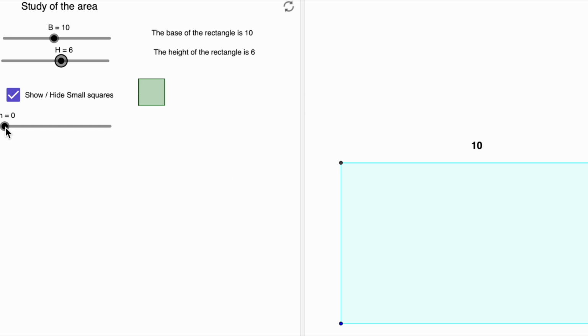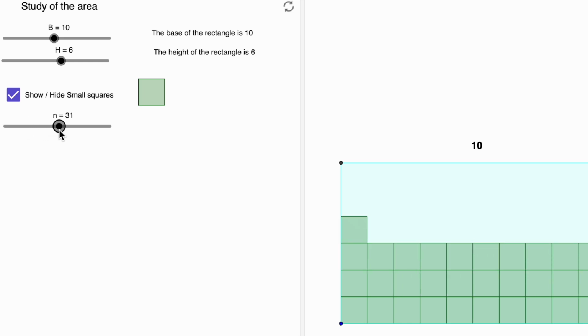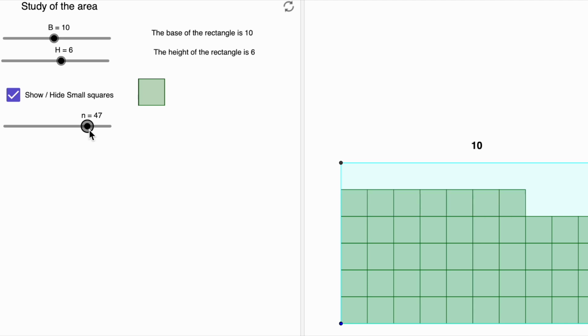Let me show you with small squares. 1, 2, 3, 4, 5, 6, 7, 8, 9, and 10. For this base, we have 10 small squares here. And now it is 20, 30, 40, and 50, lastly 60, which is exactly our area for this rectangle.